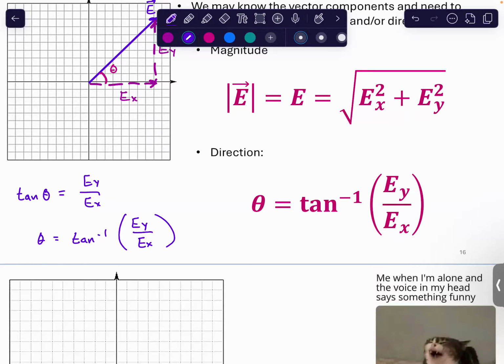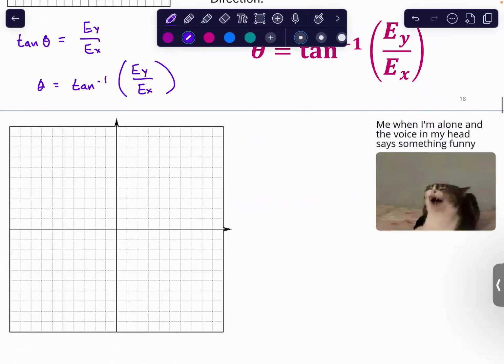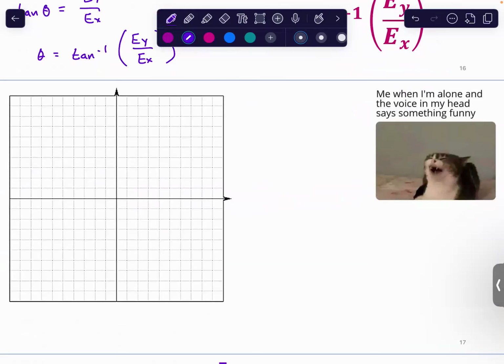Now, as we work through assignments and you get used to these directions, you'll figure out where the angles go when you're looking at your vectors. It takes a little practice. I think I had something planned for this slide. I just used too little space.